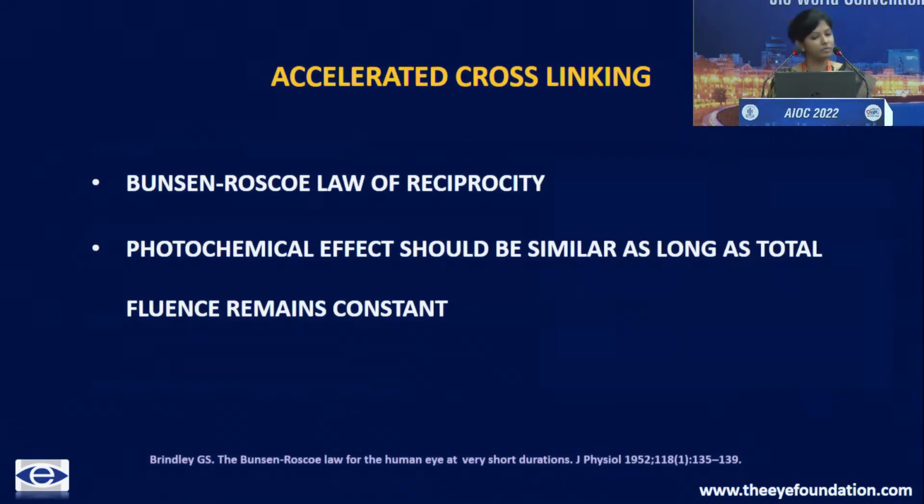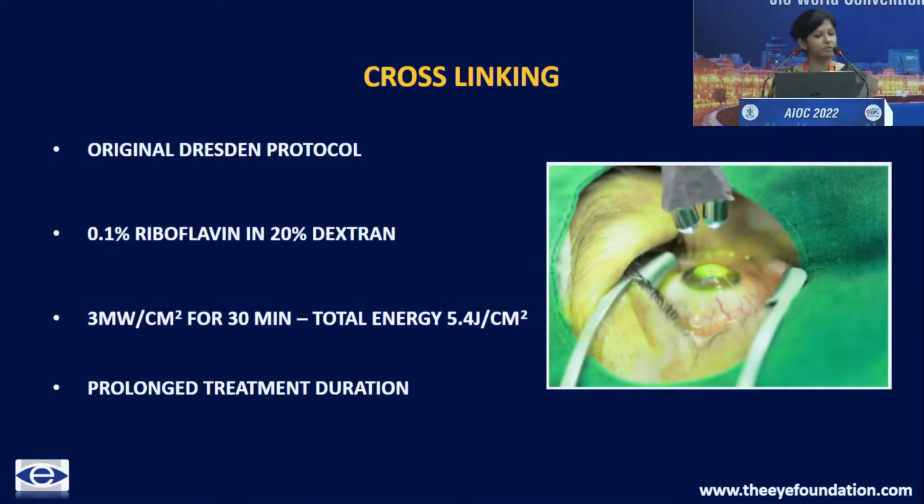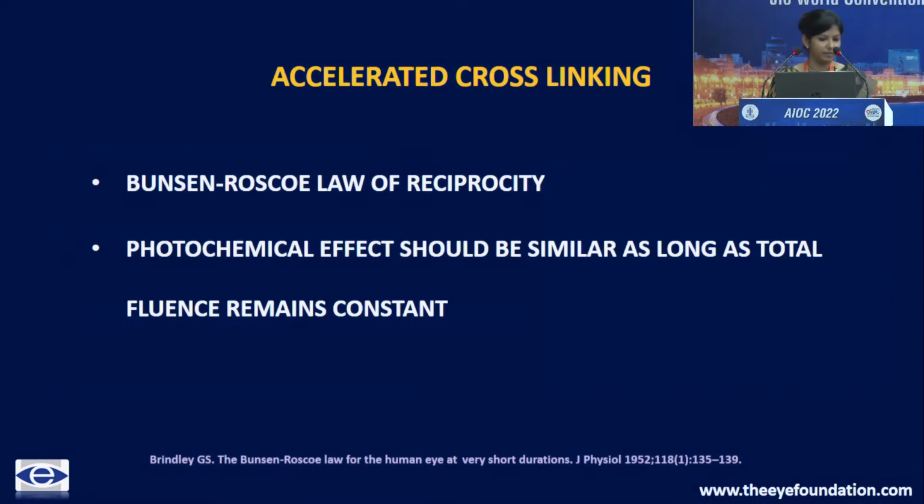As we all know, the original Dresden protocol used 0.1% riboflavin and 20% dextran and a 3 milliwatt, 30-minute protocol with a total energy of 5.4 joules per centimeter square. The only issue with this was the prolonged treatment duration and of course the amount of flattening and the scar haze that it caused.